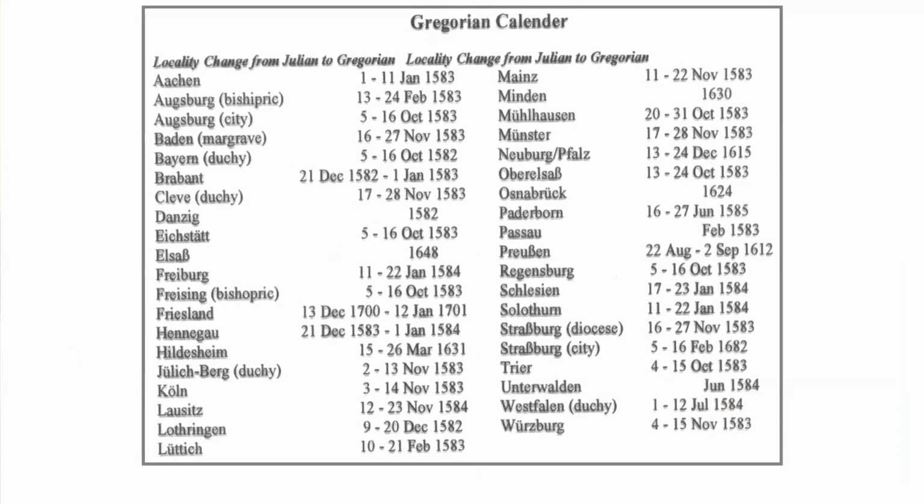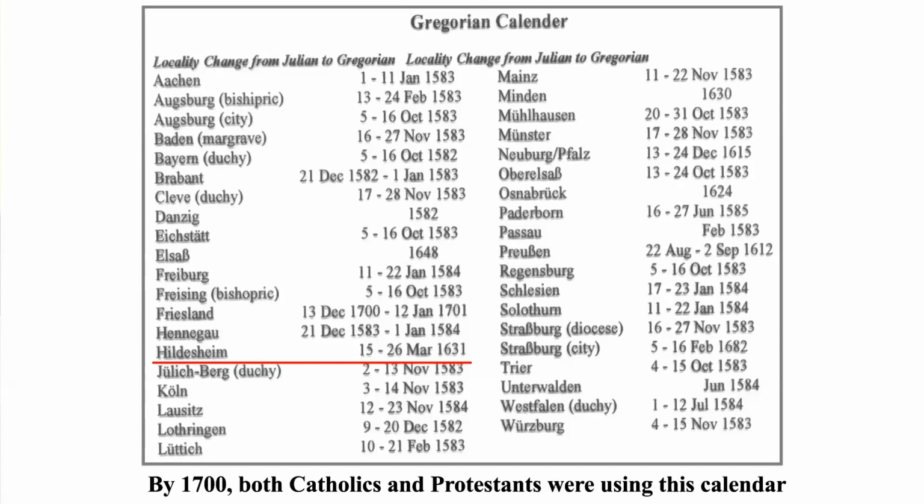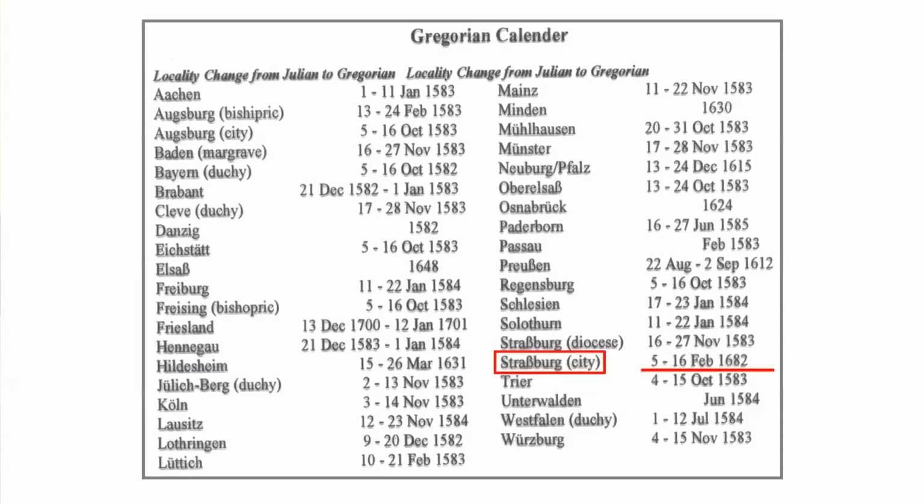Catholic churches began using the Gregorian calendar between 1582 and 1584. The Protestant churches did not begin to use the Gregorian calendar until much later. For example, in the city of Hildesheim, where the population was 50% Catholic and 50% Lutheran, they began using the Gregorian calendar in March of 1631. By 1700, both Catholics and Protestants were using this calendar.